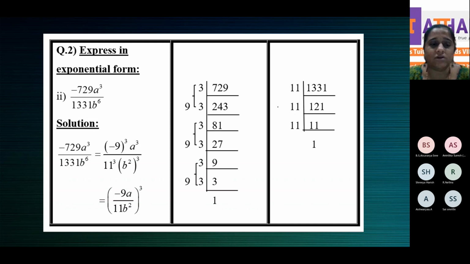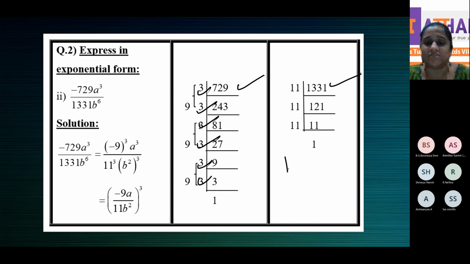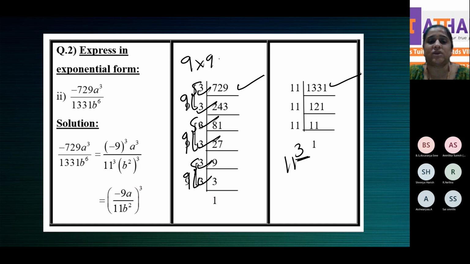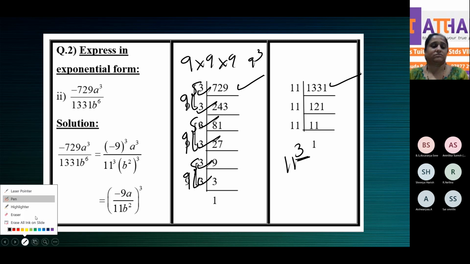And you can see the working for 729 and 1331. In 729 also you get 6 threes: 1, 2, 3, 4, 5, 6 threes we get. But for 1331 it is 11 cubed. So if this is raised to the power 3, this also should be raised to the power 3. But we have 6 times 3. So group 2 3s to make 9. Now like this we have 9 into 9 into 9, which can be written as 9 cubed.